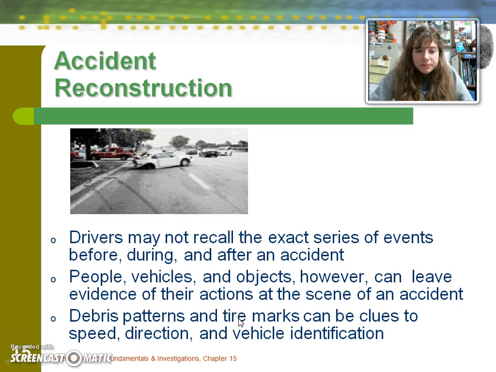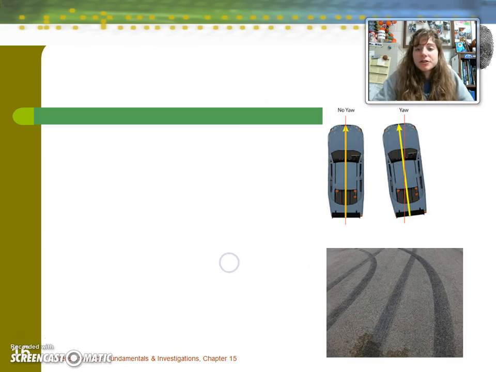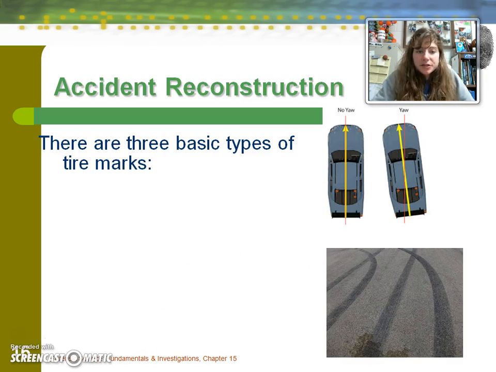Another thing that tire impressions can assist with is accident reconstruction. So, eyewitnesses may be off, people involved in the accident itself may have not been able to recall the events exactly as it happened. And so there are evidences of the way that the story unfolded. So debris patterns, tire marks can be clues in terms of the speed, direction, and vehicle identification in that. Couple of terms associated with that.